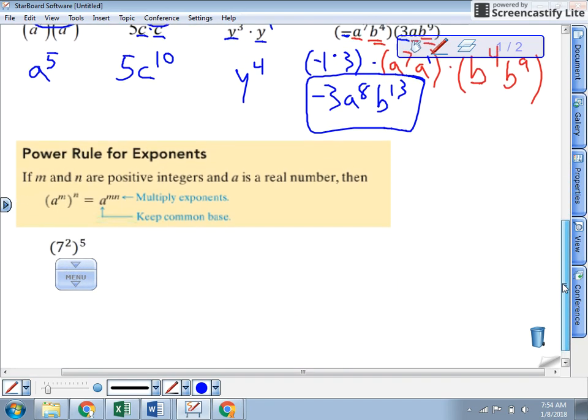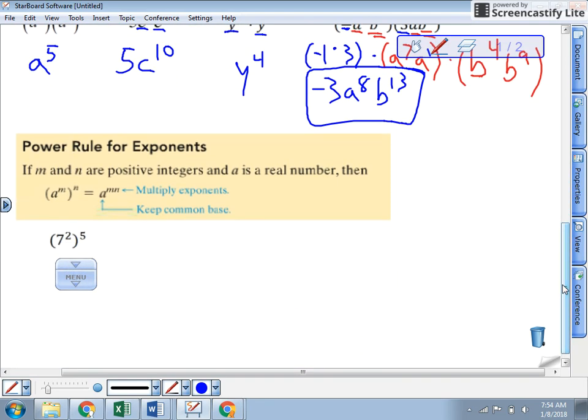Okay, so now we know the product rule. Now the power rule. That's when you have an exponent and then it's raised to another exponent. Here what happens is we're just going to end up multiplying the exponents together. Again, the base stays the same. So here, we're going to multiply this 2 times 5, so this would be 7 to the 10th, and you're done.